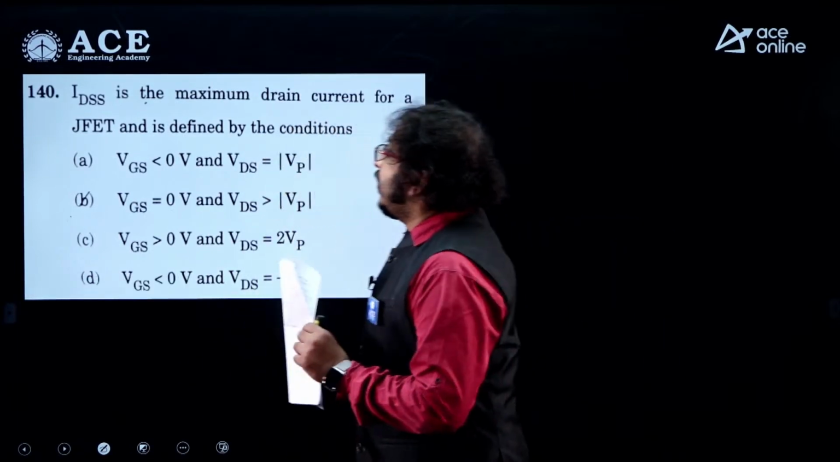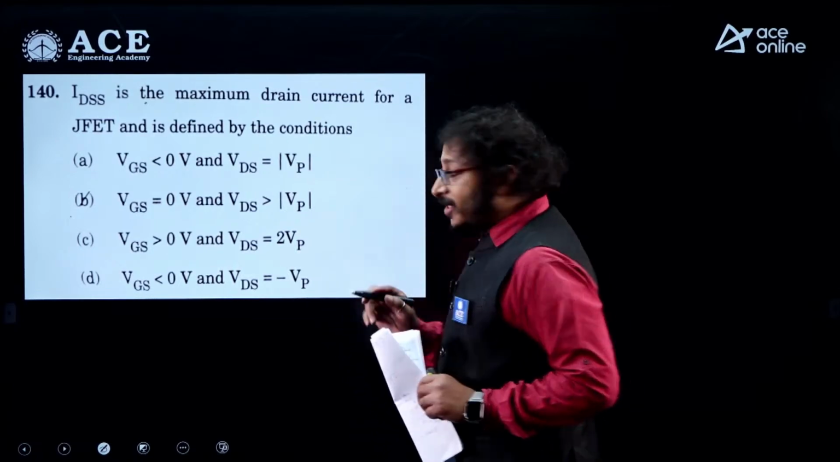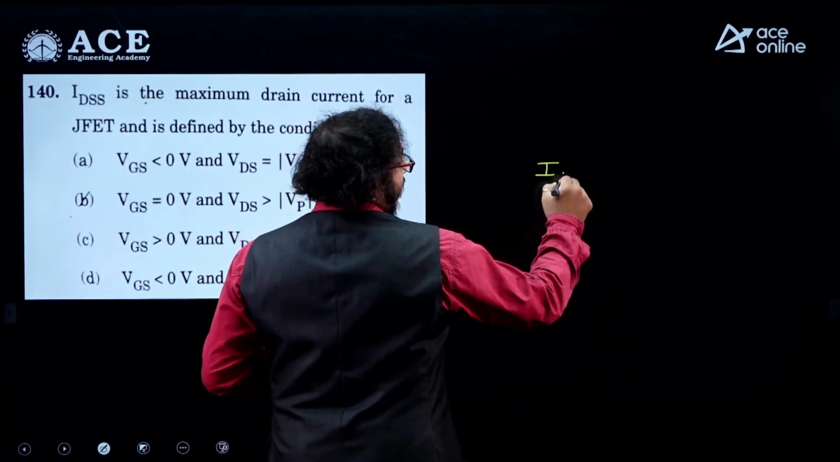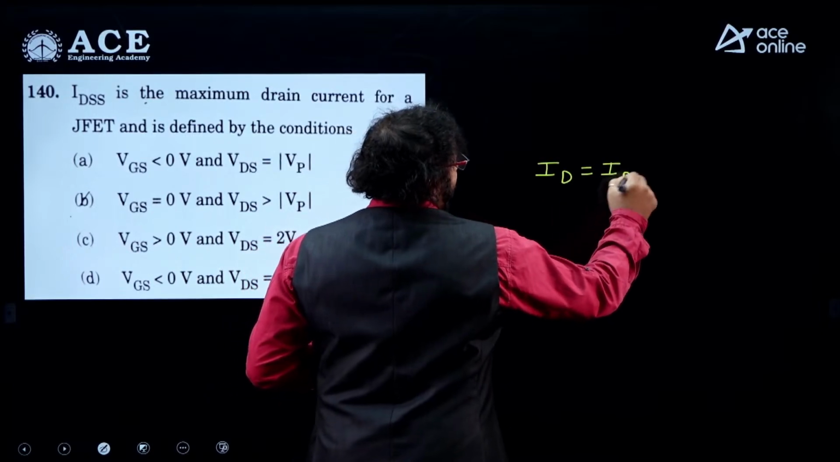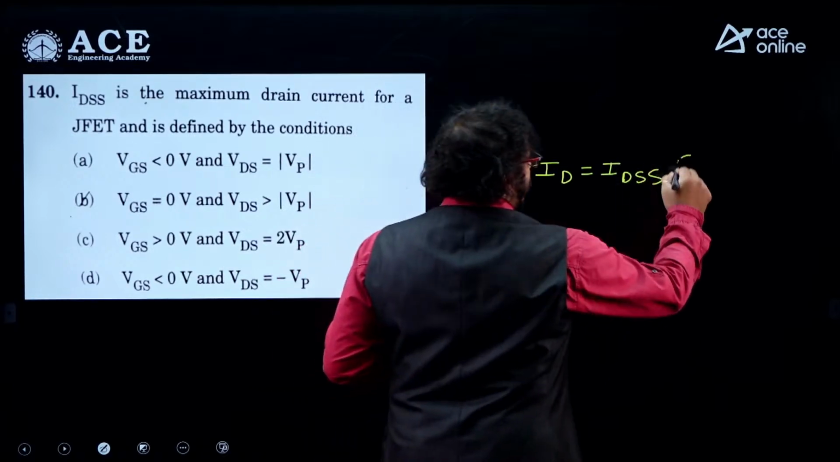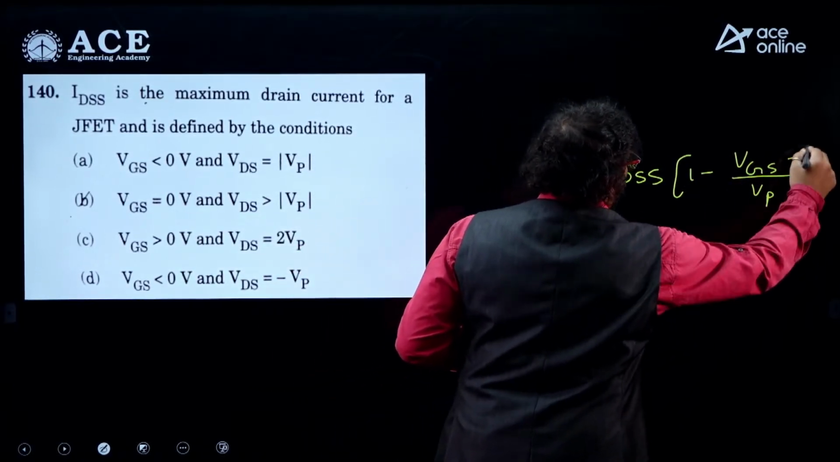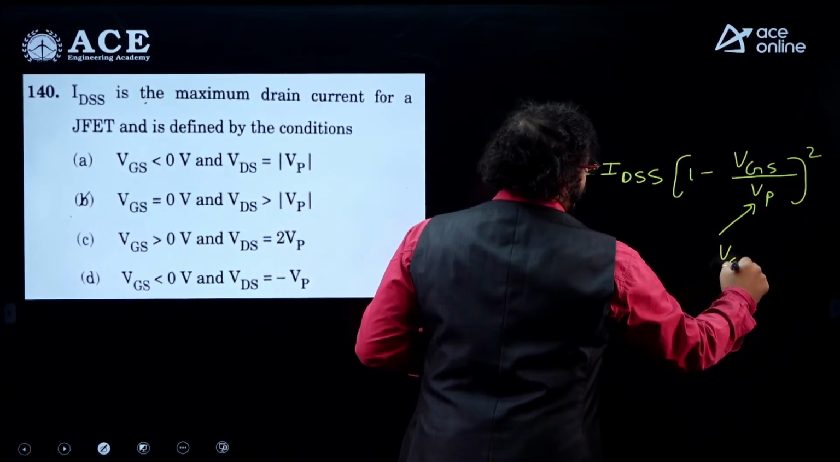So, guys, IDSS is the maximum drain current for a JFET. I hope you know this formula. Let me take an N channel JFET: ID is equal to IDSS into 1 minus VGS by VP, whole square. Here VP is nothing but what, dear students? VGS off.